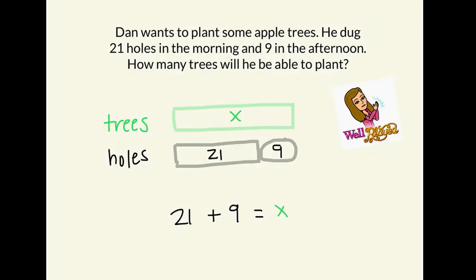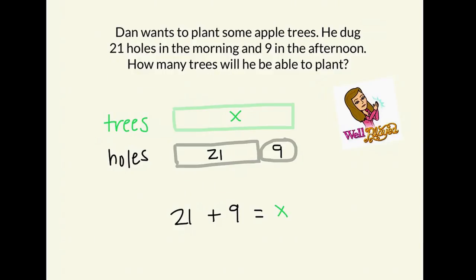In this case, I actually had to do something different. Instead of putting the larger amount on top like I did for the other problems, I realized that the total here is missing. So instead of comparing amounts, I'm actually going to be adding amounts, 21 and 9, to figure out how many trees altogether he's going to be able to plant.